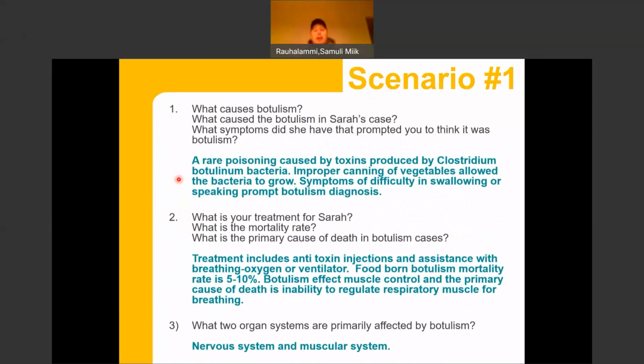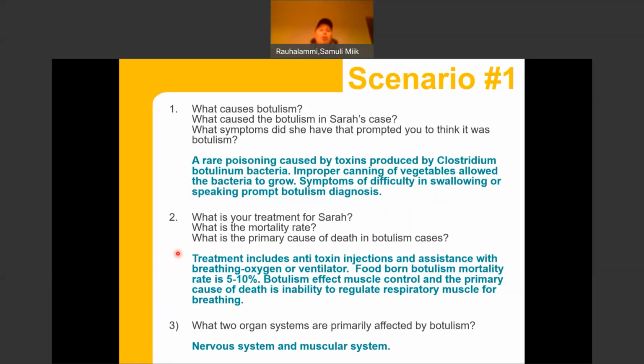Some of the symptoms can vary in severity, but it's going to be the nervous system and muscular system that are impacted. It can be just slight impacts such as issues with swallowing or speaking, or it can be really devastating and affect the breathing muscles, which obviously would not be great.